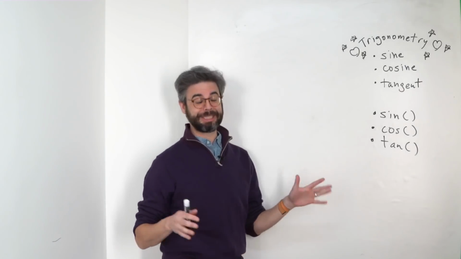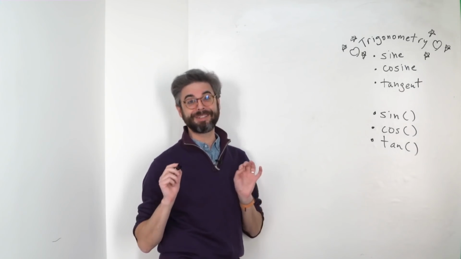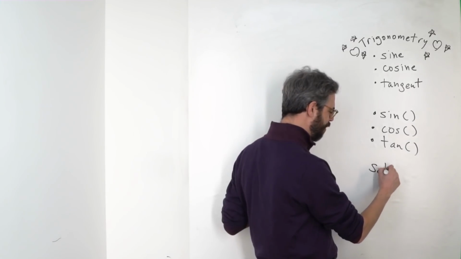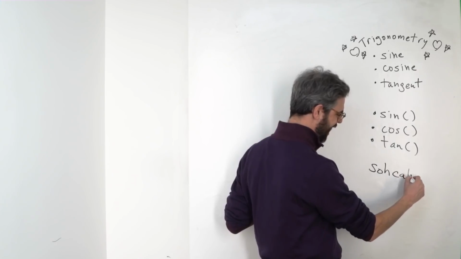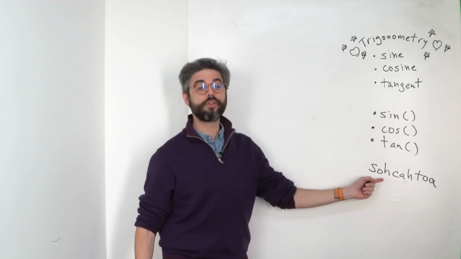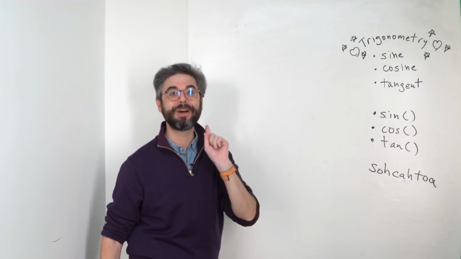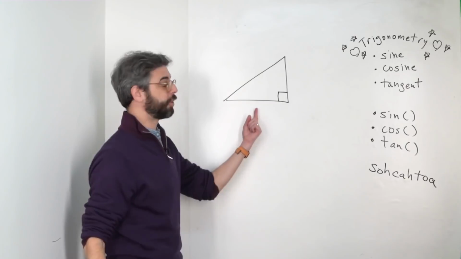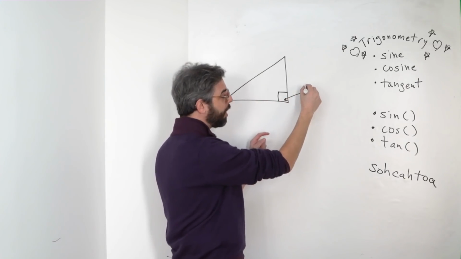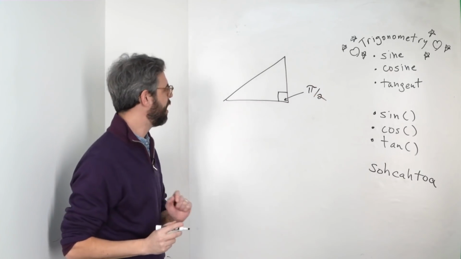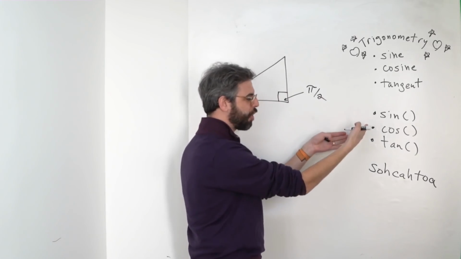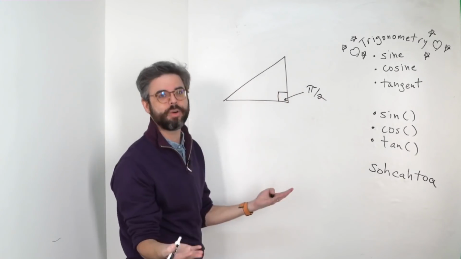The way I learned these functions many years ago was with a mnemonic device, SOHCAHTOA. It's quite a strange one. This mnemonic device refers to the sides of a right triangle. So here's a right triangle, referenced by the fact that one of the angles is 90 degrees, or in radians, pi divided by 2. And the idea is that I want to evaluate the sine or the cosine or the tangent of an angle in that right triangle.